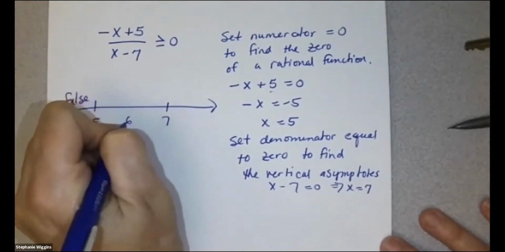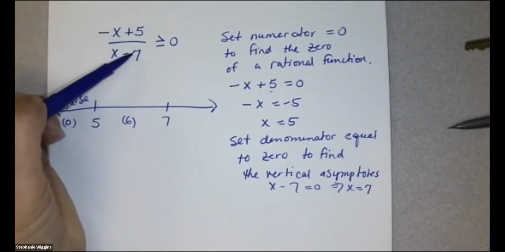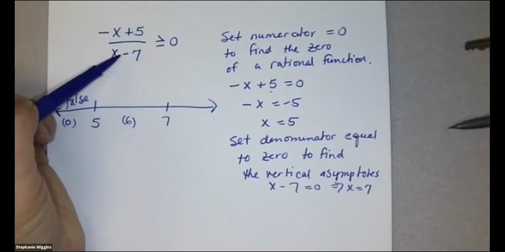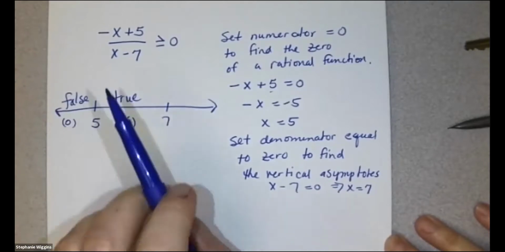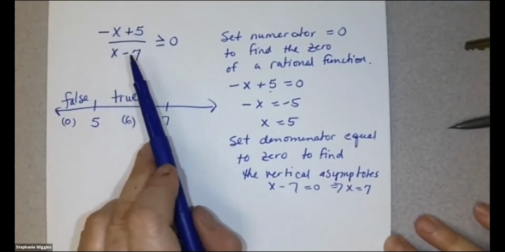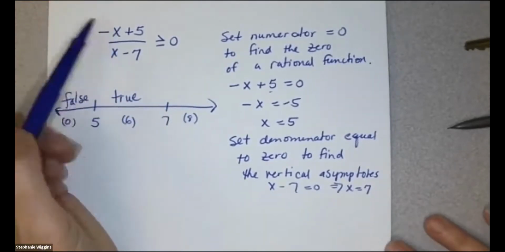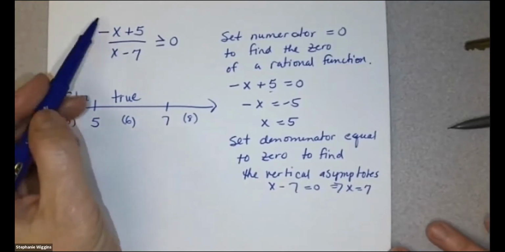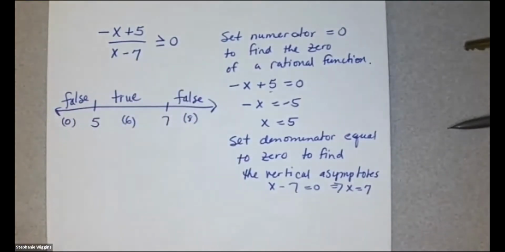Then between 5 and 7, I'll pick 6. If I plug in 6, I get negative 1 in the numerator and negative 1 in the denominator. And so negative 1 divided by negative 1 is 1. Is 1 greater than or equal to 0? That would be true. And then if I plug in 7, I get negative 2. Not 7, 8. Can't plug in 7 because that would give me 0 in the denominator. Plug in 8, I get negative 3 over 1. Is that greater than or equal to 0? No, that's false, because negative 3 is not greater than or equal to 0.